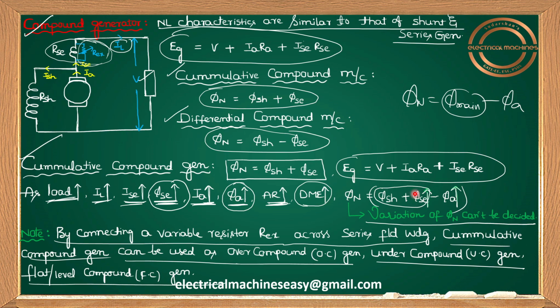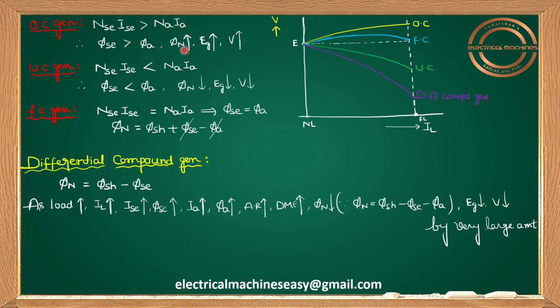So net flux will increase because phi s is increasing here. Your net flux also will increase. Whenever net flux is increasing, E will be increasing, so your load voltage also will be increasing. That's the reason why, if you see an over compound generator, you have a rising V characteristic.